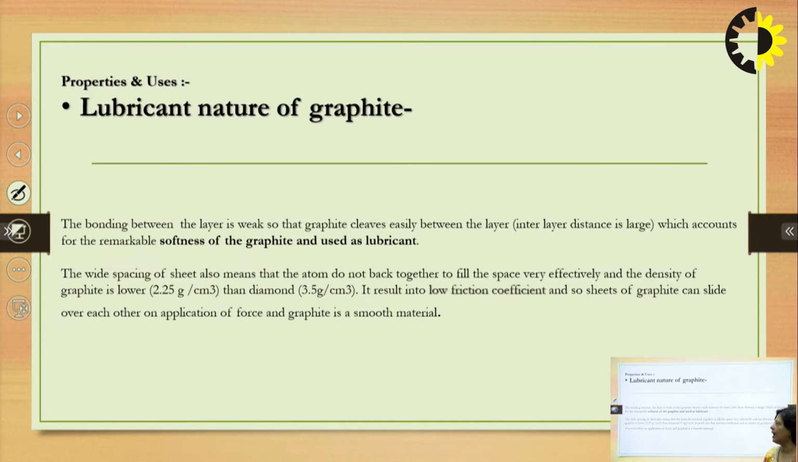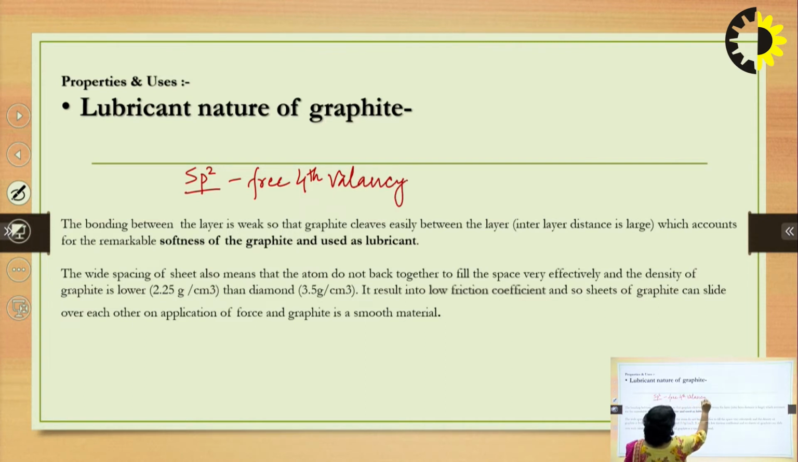So what we have to write in case we are asked to discuss the lubricant nature of graphite. You have to write the hybridization we have discussed, that sp2 hybridization is there. The fourth valency is free, and this results in slippery nature. The bonding between layers is weak, which is van der Waals forces.